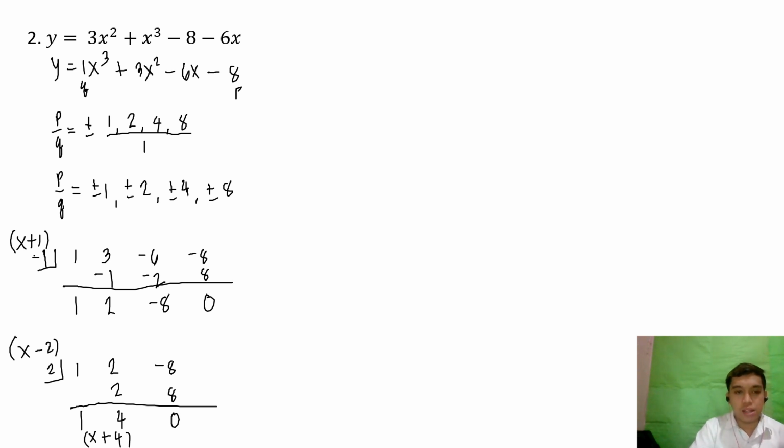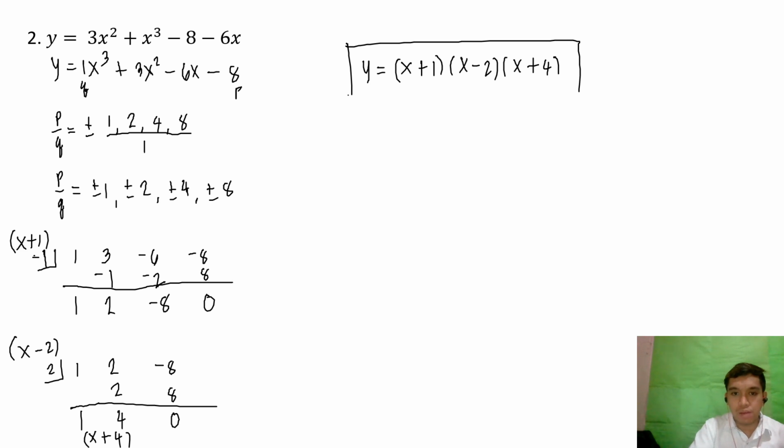Okay, so therefore, ang ating factors dito, y is equal to x plus 1. Malaki pa yung space natin dito. Okay, so the other one is x minus 2. And the last one is x plus 4. So, ito yung ating factored form ng ating polynomial function using synthetic division. So, finactor natin yung polynomial function using synthetic division.